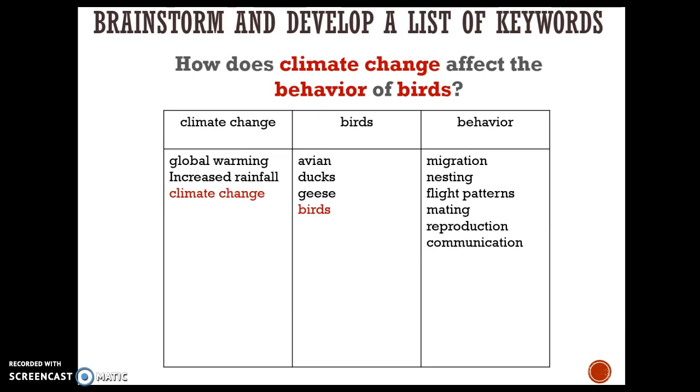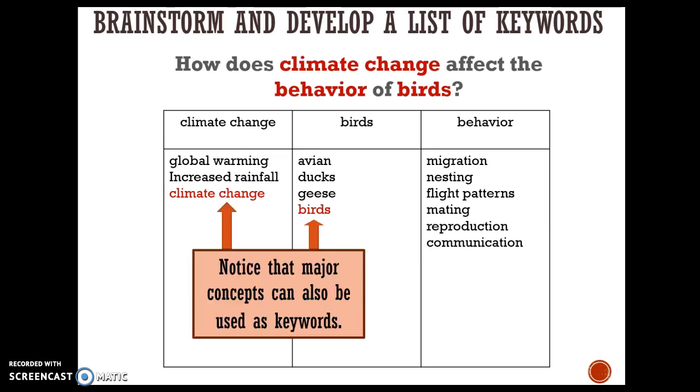I would encourage you to try different combinations of different keywords and do more than one search. You're not going to get everything you want just with your one initial search. So don't get discouraged. It happens to everybody. Again, you can use those major concepts as keywords in your searches. And we will talk about how to broaden or narrow your search in the next video.